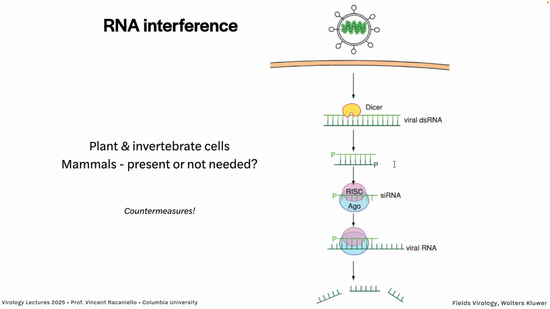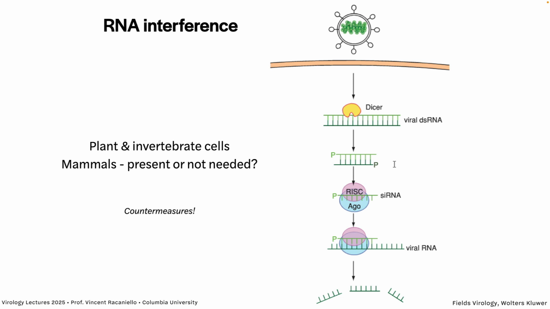So some examples of intrinsic defenses: RNA interference. This is largely important in plant and invertebrate cells. In mammals, there's a controversy over whether they're present or not, and if they're needed, because we have a protein-based defense system, and many other organisms do not.